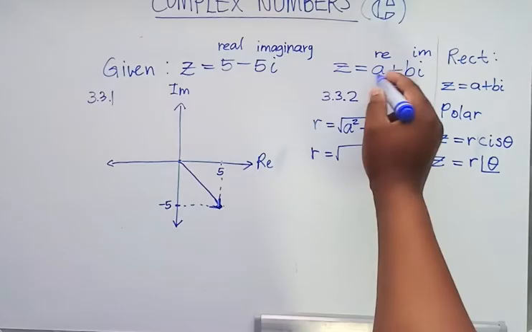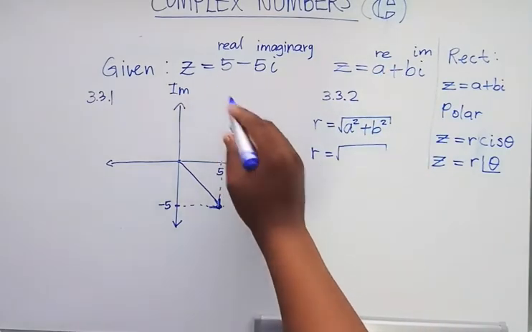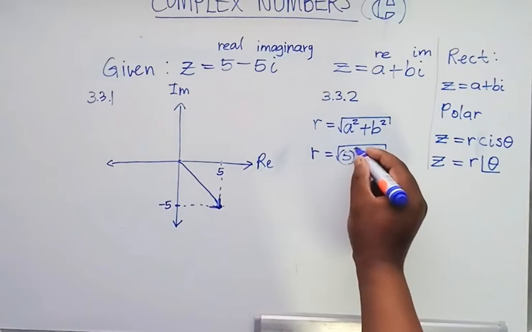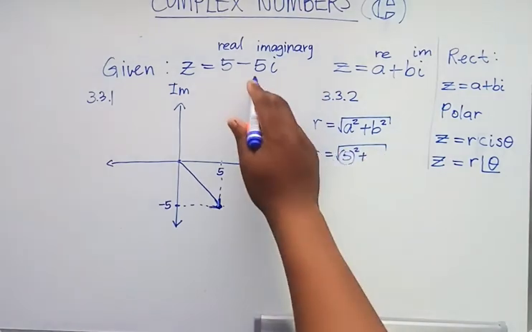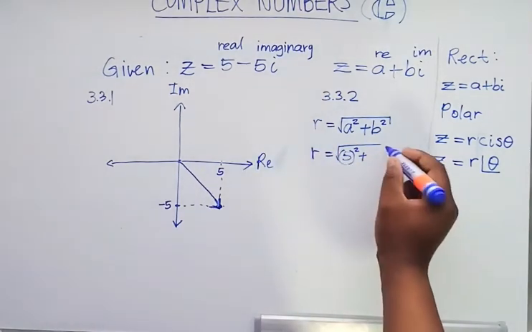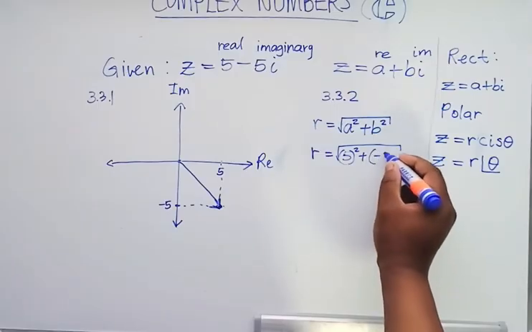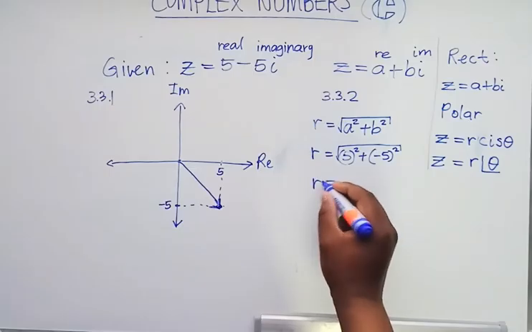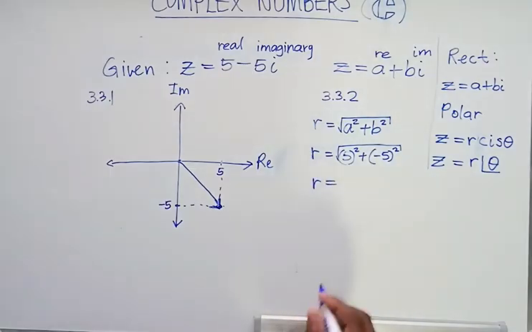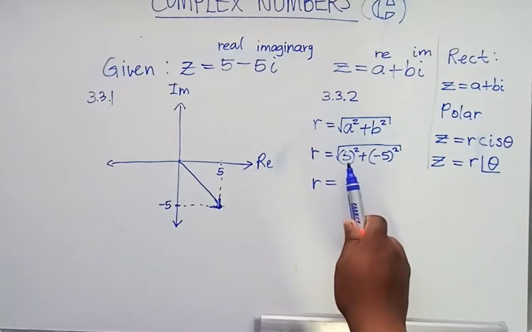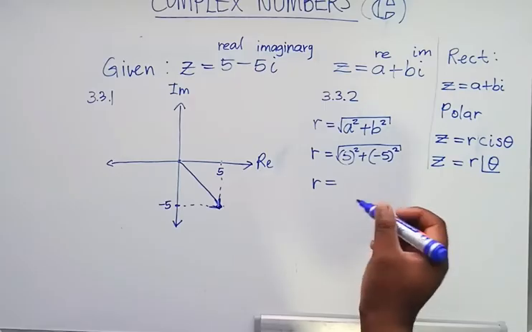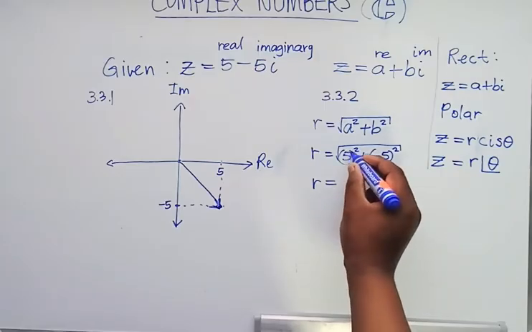Your a in this case is 5, so you'll say 5 squared, plus your imaginary part, which is negative 5. Let me extend that a bit. Negative 5 squared. And when you press that into your calculator, you get 25 and 25, which is 50. So you have the square root of 50.